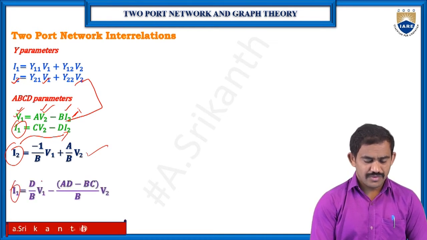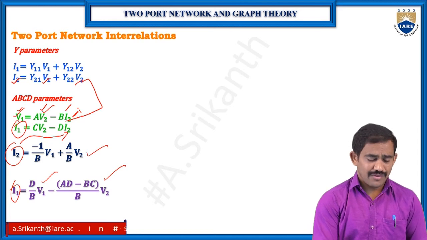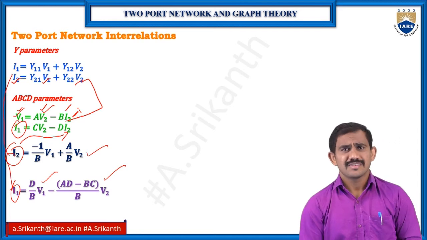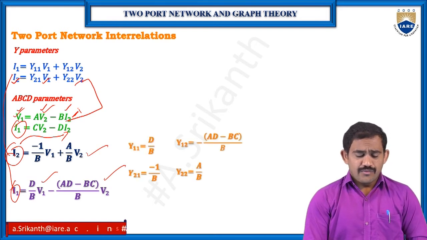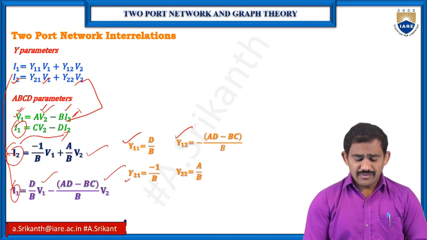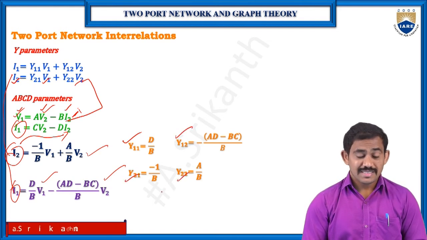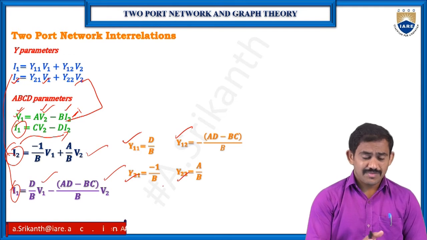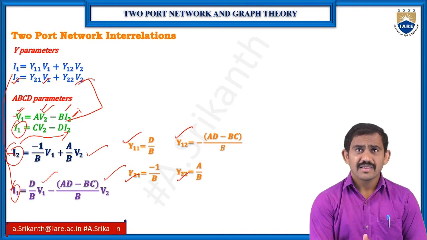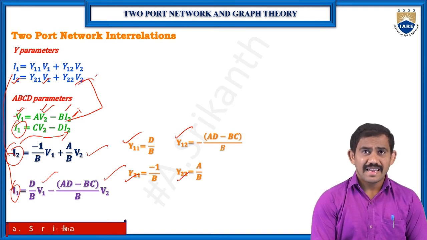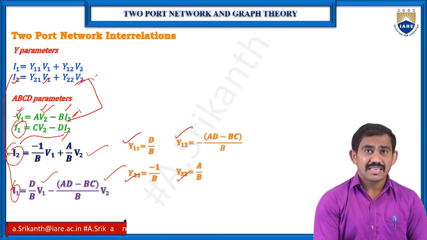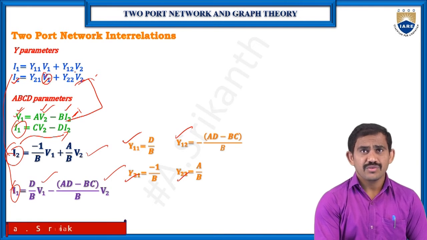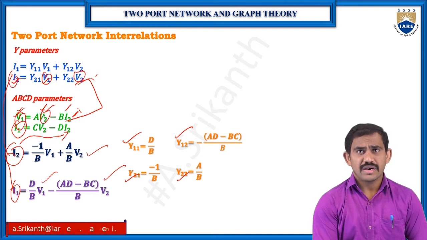I1 in the form of V1 and V2. Now compare these I1, I2 equations with your Y parameters values. It's very simple. If you compare both, we have the Y11, Y12, Y21 and Y22 values. Just compare clearly. Now same thing, Y parameters. From this equation, we have I1. From this equation, I have V1, V2, I2. So V1, V2, I2.